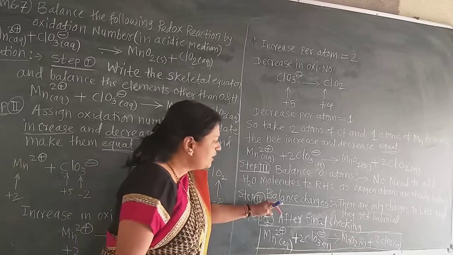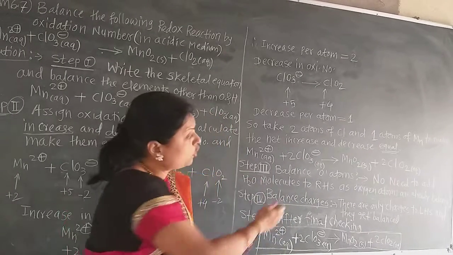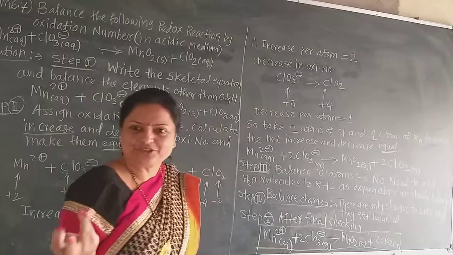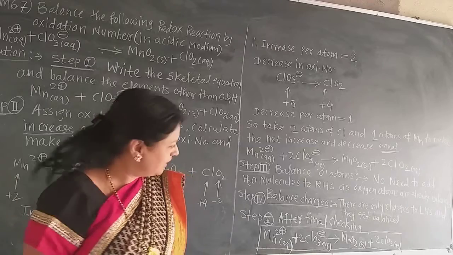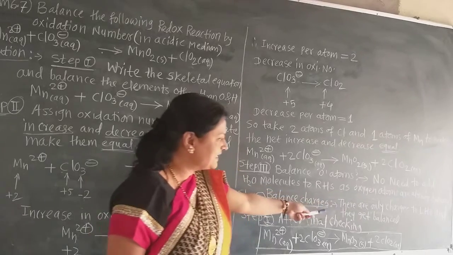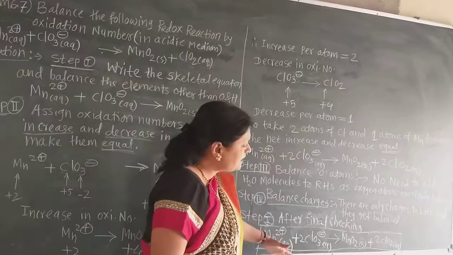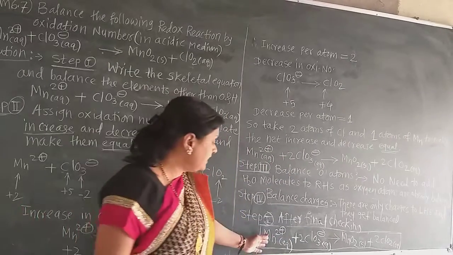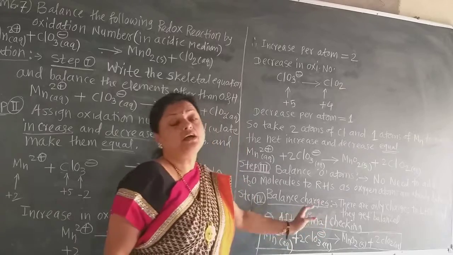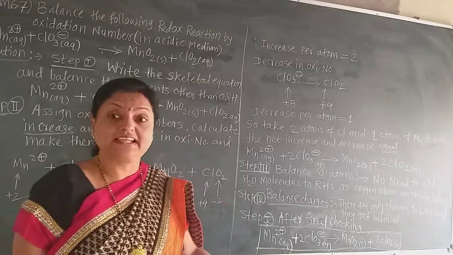And if we balance the charges, now see, there are charges only on the left hand side and not on the right hand side. Now this plus 2 and this minus 2 cancel each other. So charges are also balanced. So there are only charges on the left hand side and they are already balanced. And after final checking, write down the same reaction. Now you see here after final checking there is balance in the chlorine atom, in the manganese atom, in the oxygen atom. So in this way this reaction gets balanced.